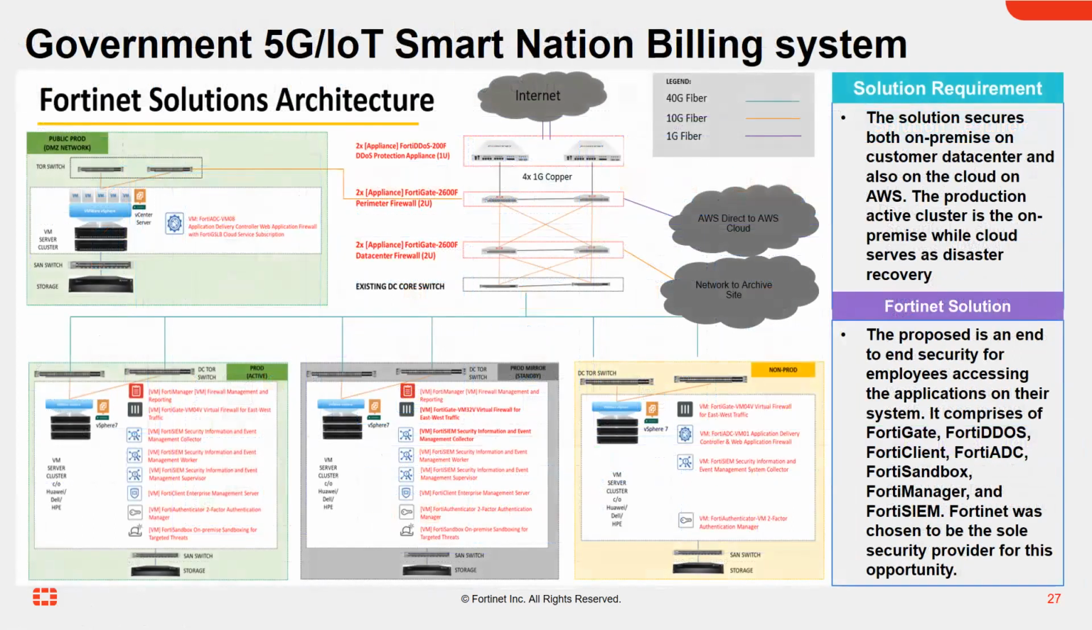Okay, this one is also considered very interesting. It is the so-called government 5G and IoT smart nation billing system. This solution needs to secure both the on-premises customer data center and the cloud on AWS. Similar to the earlier one, they also deploy FortiGate, FortiDDoS, FortiClient, FortiADC, FortiSandbox, FortiManager, and FortiSIEM in this total solution here.